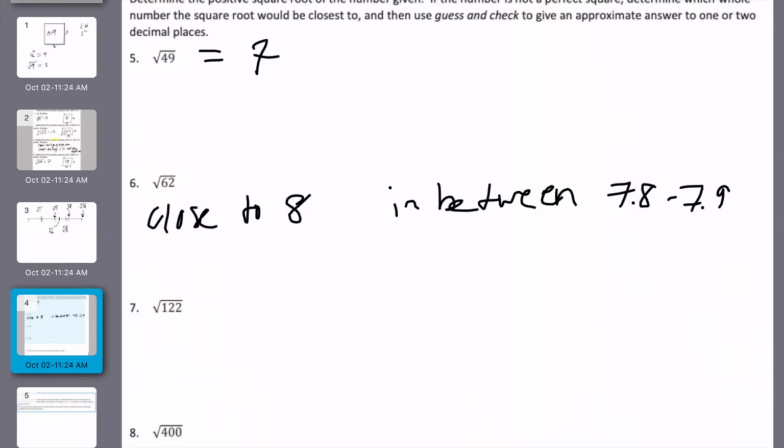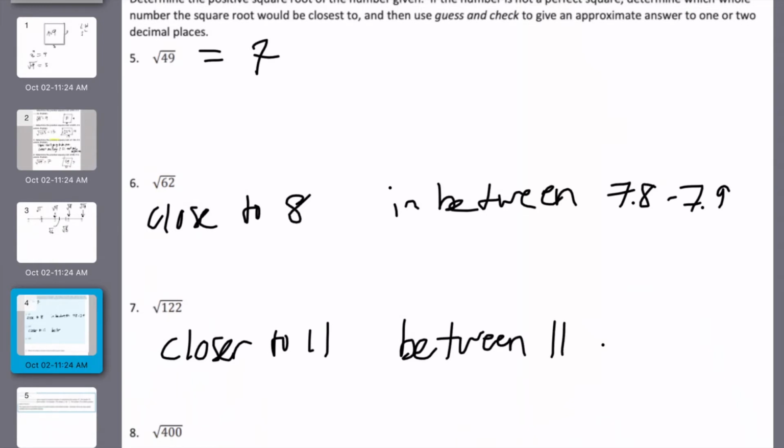Square root of 122. Well, I know that 12 times 12 gives me 144. Let's see, and 11 times 11, whoops, gives me 121. So I know that it's in between. It's probably closer to 11. So this is when we just start trying some decimals. 11.1 times 11.1 is 123. So it's really between 11 and 11.1.